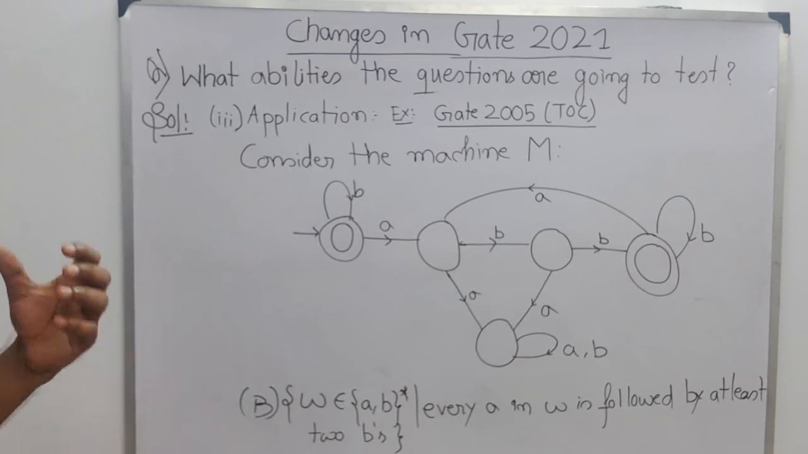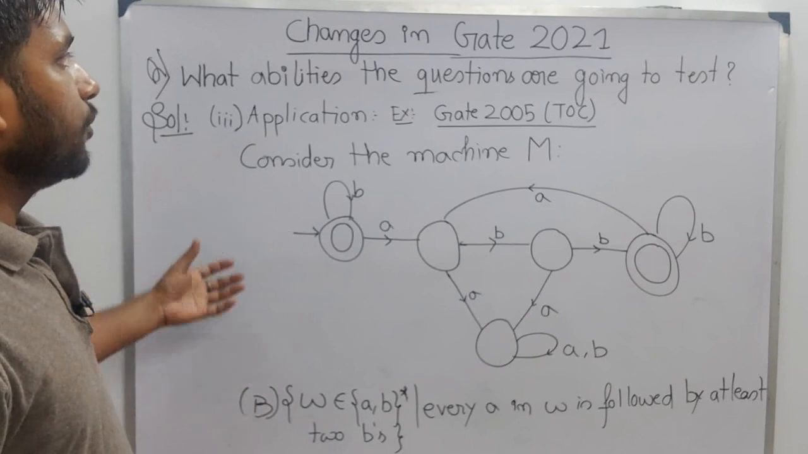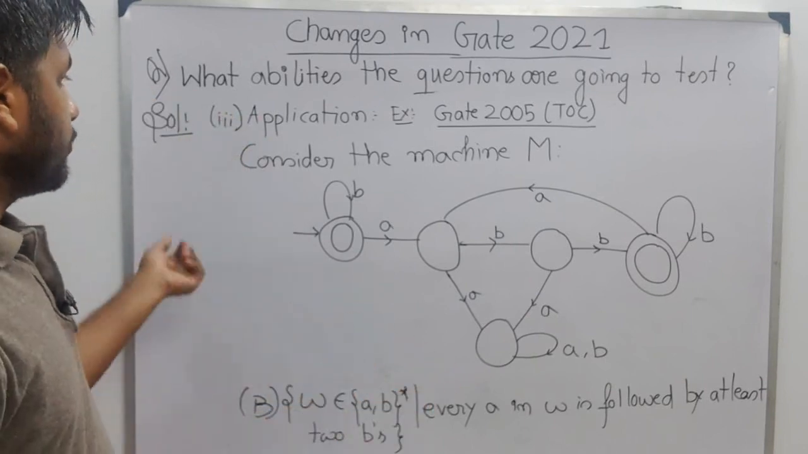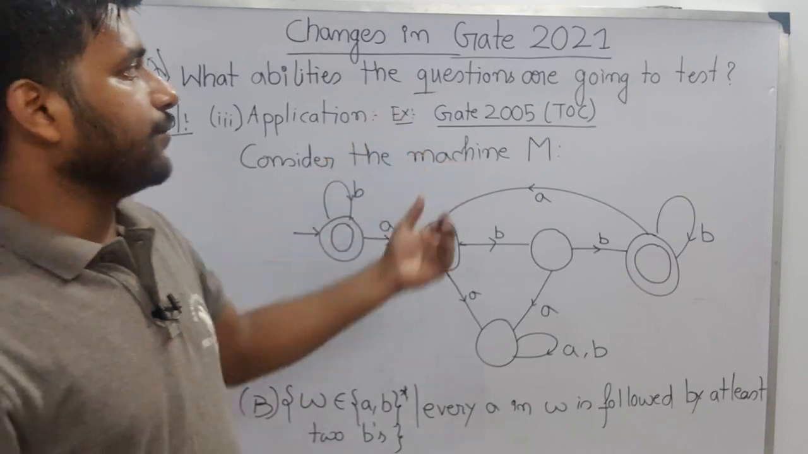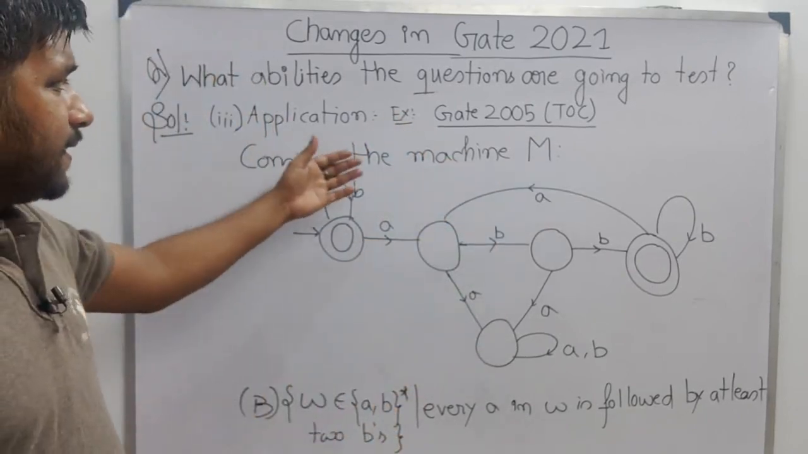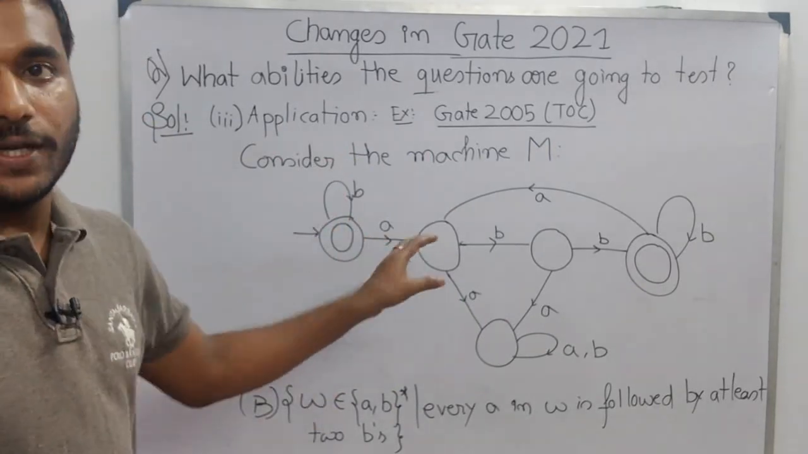So how will the questions belonging to application be formed? They are going to test your ability of application, whether you have that or not. For example, I have taken one GATE 2005 question from TOC. The question is: consider the machine named here, and what is the language recognized by this machine?